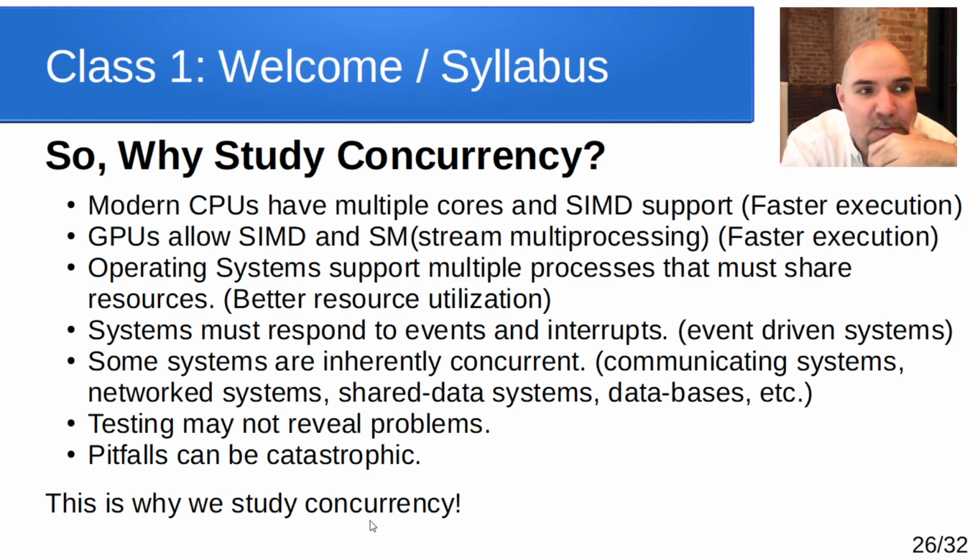So communicating systems, network systems, also any system that's sharing some kind of files on a server drive, or sharing a resource or a database of some sort where some things are updating it and other things are reading the data out of it. Those are all things that require concurrency controls to be able to do without bugs. Now, like I said earlier, testing may not reveal problems like these, and pitfalls can be really catastrophic. So again, that's why we study concurrency.